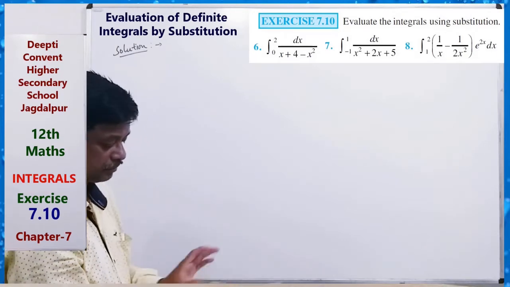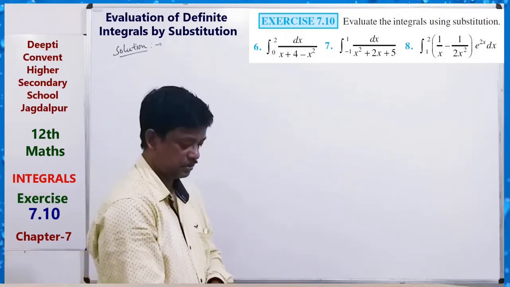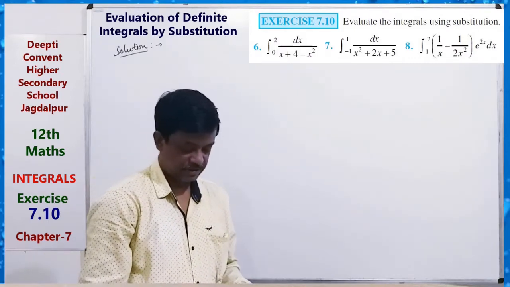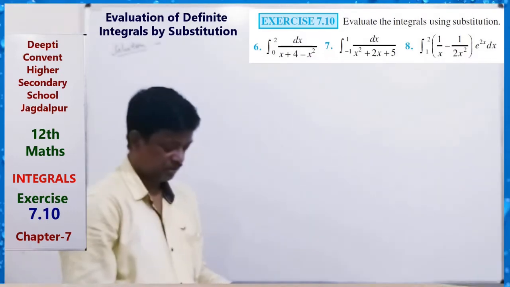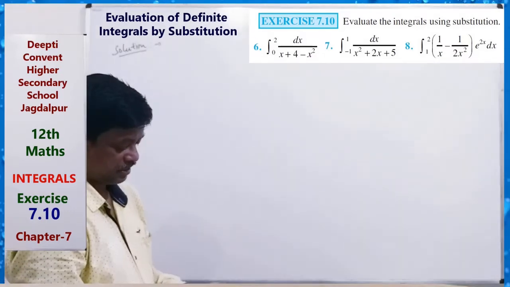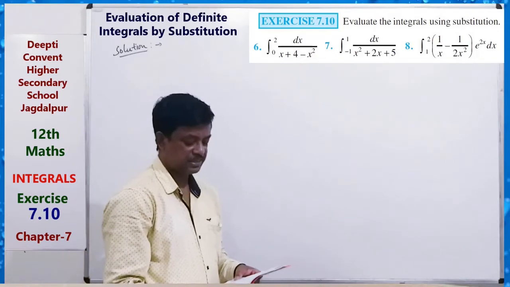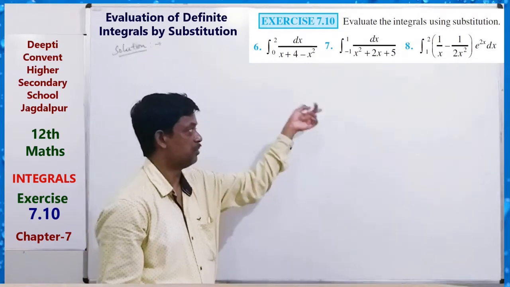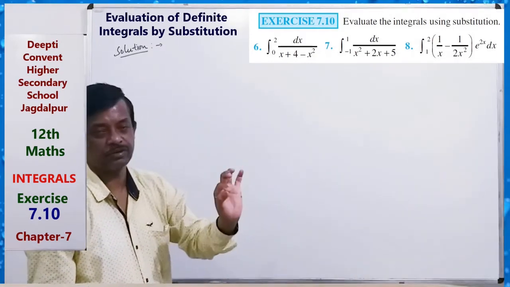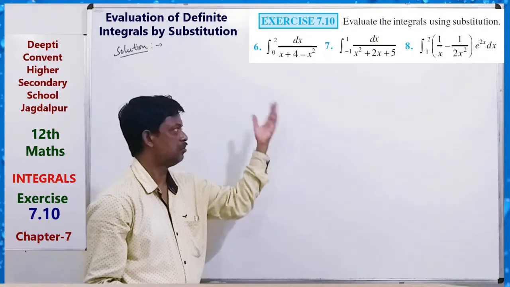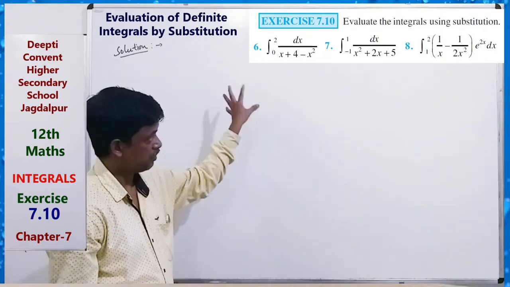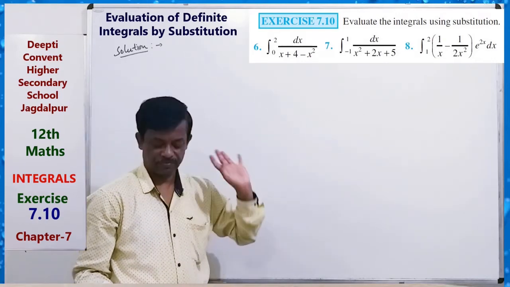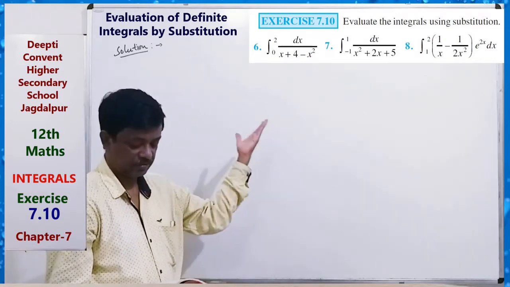Taking question 6: 1 upon x plus 4 minus x square means a second degree factor in the denominator. So we have to use the perfect square method. x square minus a square, a square minus x square, x square plus a square, any of the methods you can use by converting a second degree factor to a standard form.